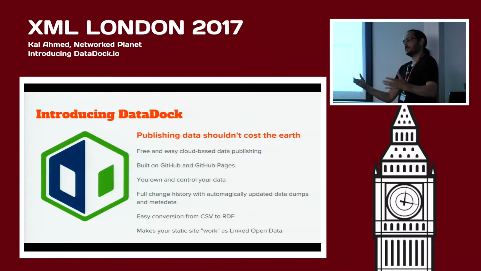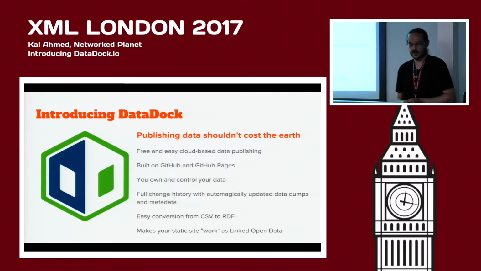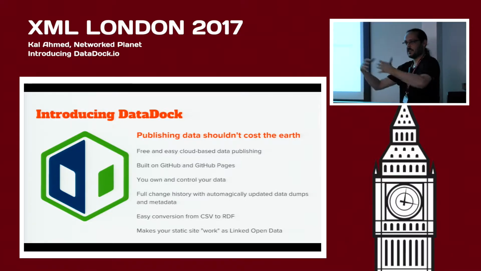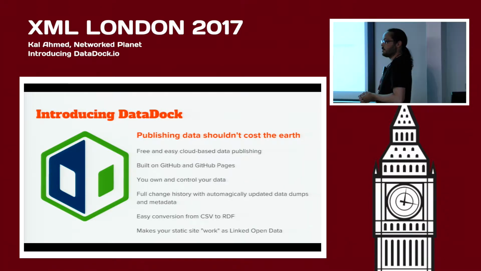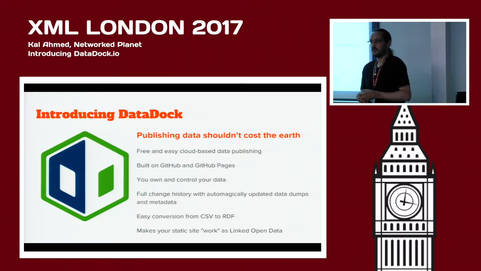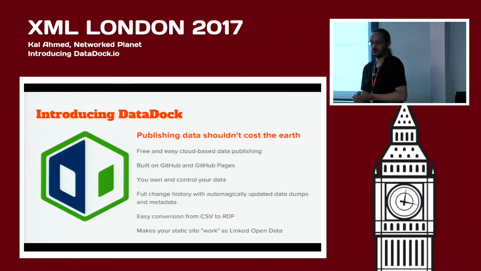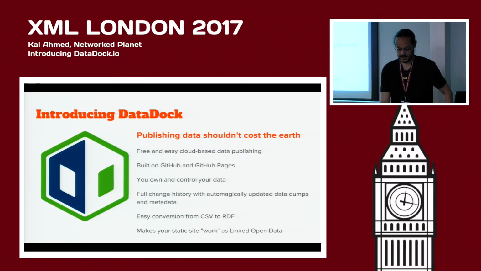And because Git gives us all of these wonderful features of diffs and change history and that kind of thing, you get all of these things feeding through to your data publishing processes, along with some magic that we provide, such as converting CSV to RDF for you, making your static pages actually work as linked data so that IDs can be dereferenced and turned into real data, and automatically updating links to data dumps for you as you update your data.